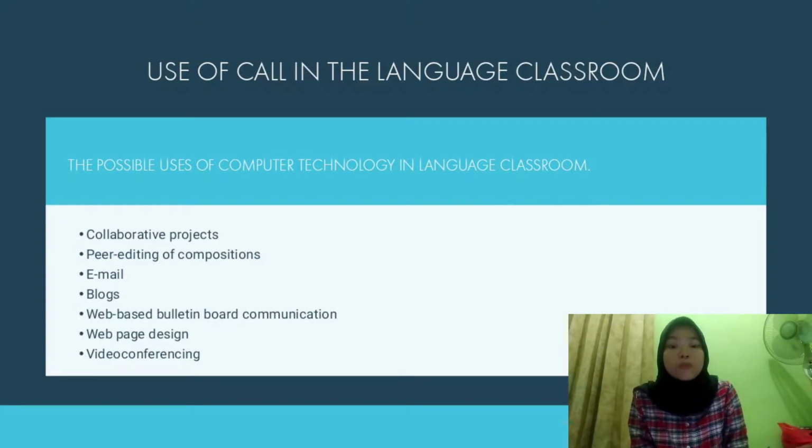So the second is peer editing of composition. The exchange of information on these web-based bulletin boards or network computers offers students an efficient means of peer editing of drafts of composition. And many instructors effectively use email and bulletin boards to correspond with students and vice versa. The instructor can easily manage comments on final drafts through this technology.